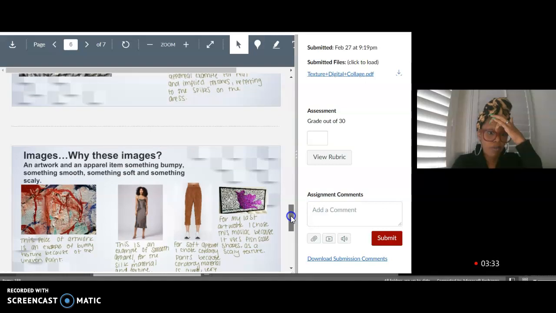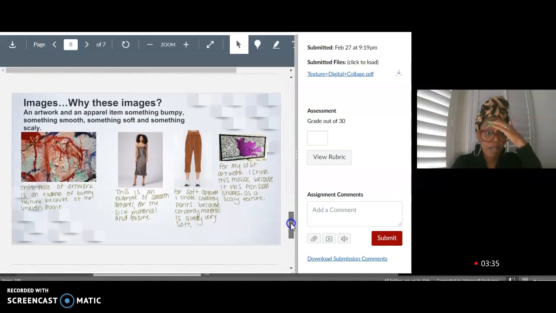Okay, and then moving forward, I asked for something bumpy and smooth and soft and scaly. Interesting. I'm going to start over here. I never thought of mosaics as being scaly, but that's a good choice, right? I'm going to use that as an example, because they're just little cut up pieces of glass or ceramics or paper. But yeah, that's good because it does have a scaly feature.